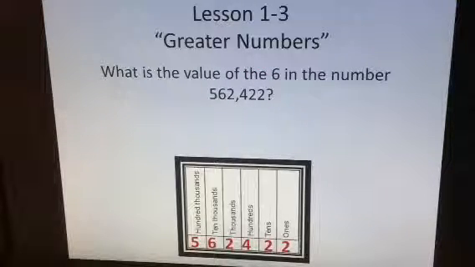What's the value of the 6 in the number 562,422? The value is 60,000.